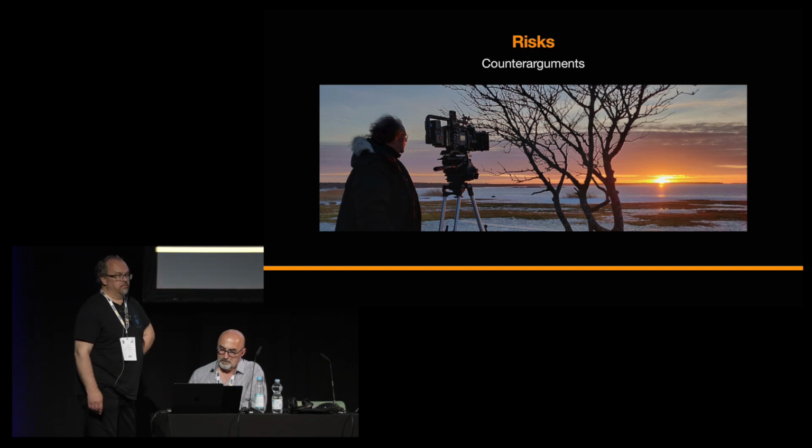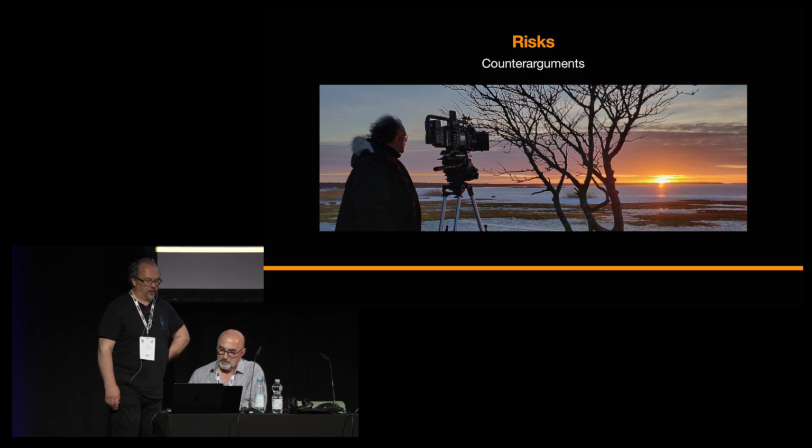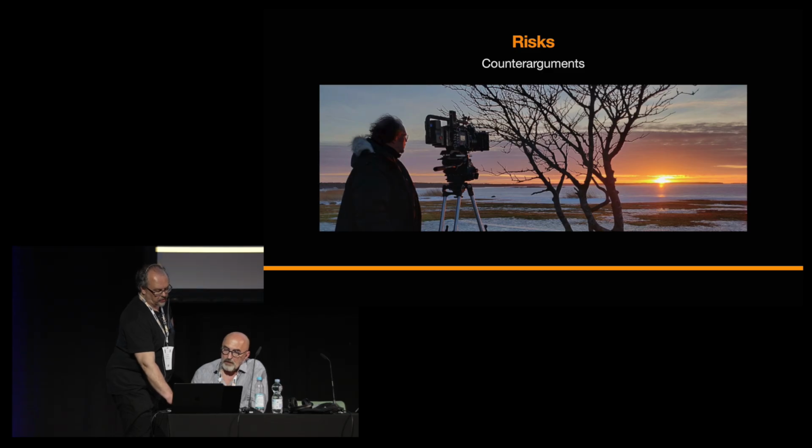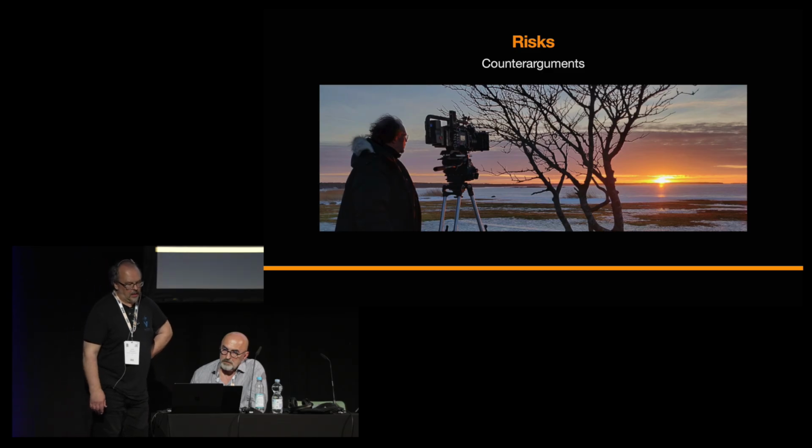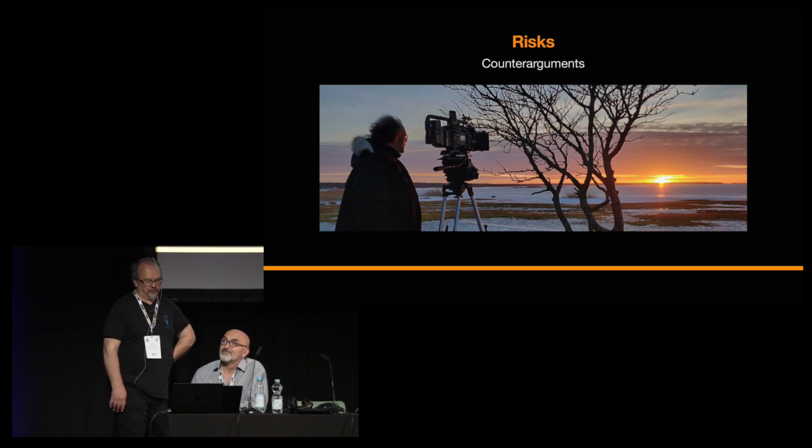But there are some risks, maybe, or counter-arguments. And I must admit that I have also struggled with my own thoughts. First of all, isn't this primarily a director's tool? Yes and no. What about if the director simply doesn't talk about or is not that interested in the visual dramaturgy? That doesn't mean that the director wouldn't be interested in the drama.